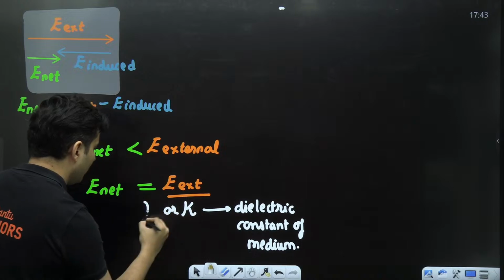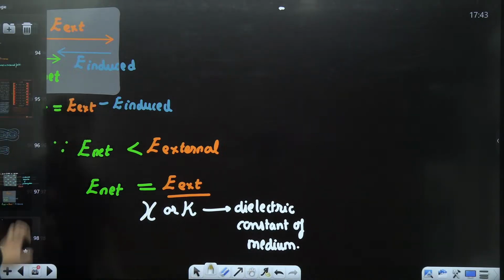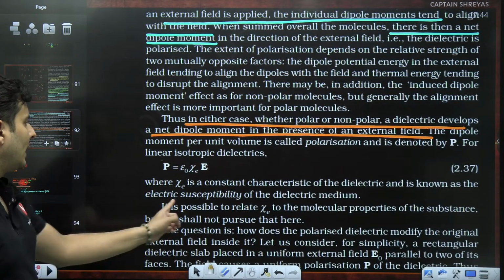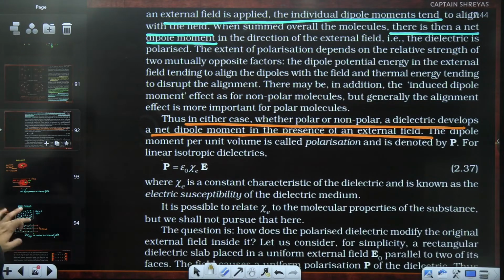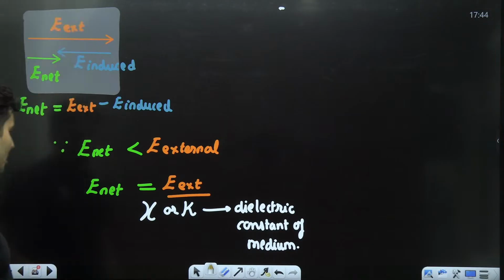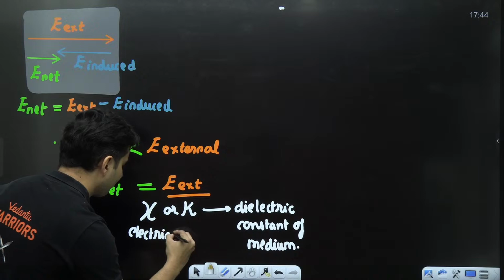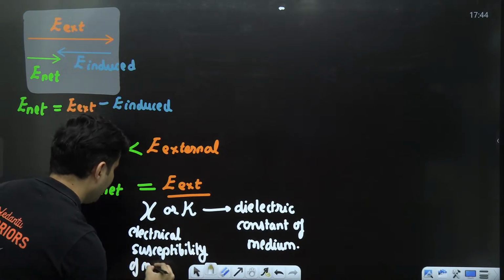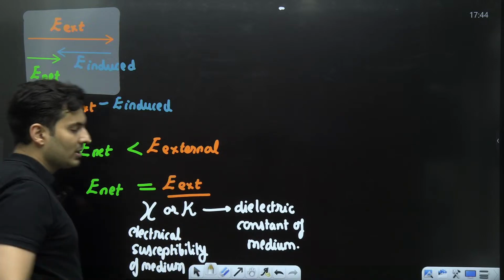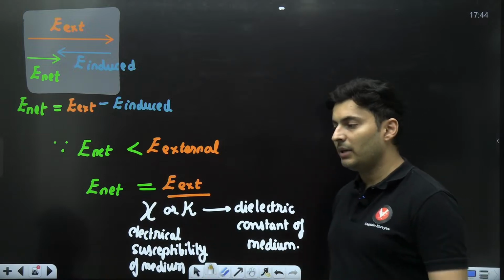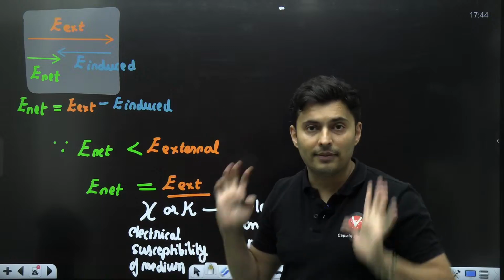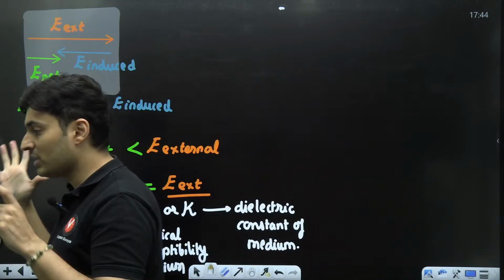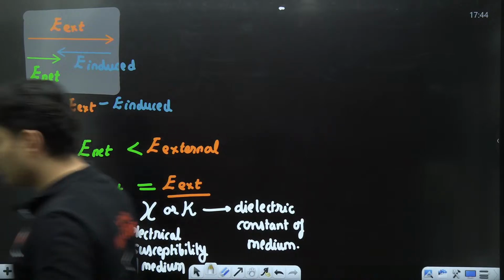Some books also use a symbol like zeta. Even over here in NCERT, they have used this symbol, which is the characteristic of the dielectric. It's also called the electrical susceptibility of that particular medium. It tells me how many times the field will reduce inside of it. If I tell you that the dielectric constant or susceptibility is 2, that means whatever field enters will become half. If I say it is 100, that means the field will become 100 times weaker. If it was 100, it will become 1. If it was 1000, it will become 10. That is the meaning of this susceptibility.